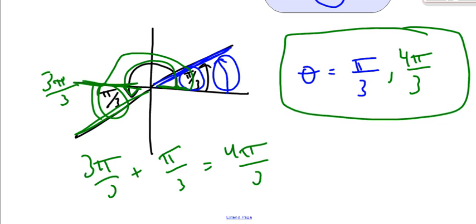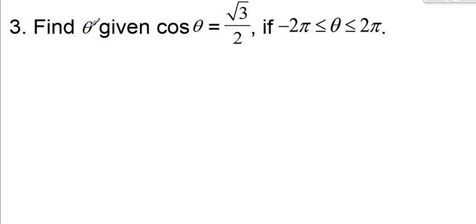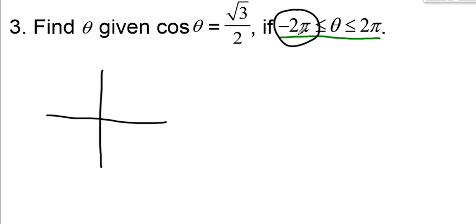All right, let's look at another one. We're finding theta, and this time we know that cosine theta is √3/2, but look at what I did. Aha, I changed where I want you to look for your answer. This time I want you to find all the answers that are between -2pi and +2pi. So let's think about that for just a second. Where do we start looking for answers? Well, we have to figure out where -2pi is, and then we'll start looking.